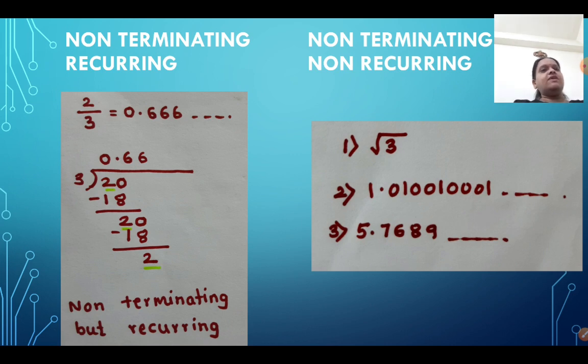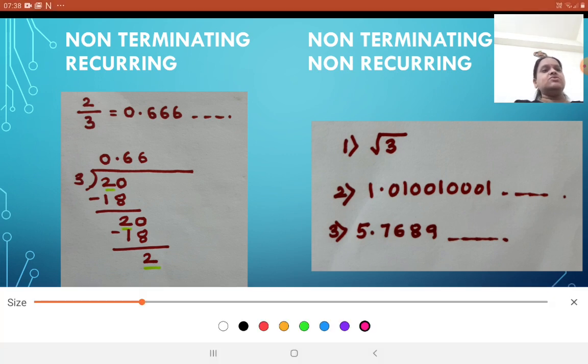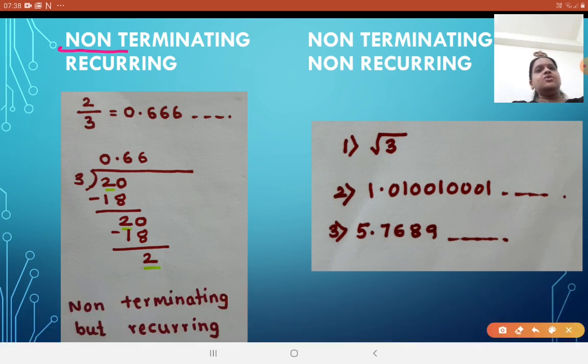Now first of all, what have we seen in the previous one? Terminating. What is the meaning of terminating? Now it is clear to all of you. Terminating means remainder is 0. Now if it is non-terminating, it means the remainder should not be equal to 0. Non-terminating means that in both cases you will not get the remainder as 0. Is it clear to all of you?